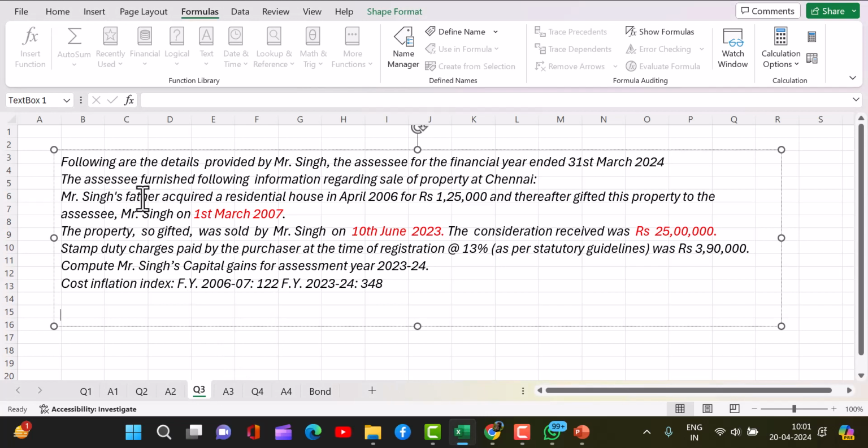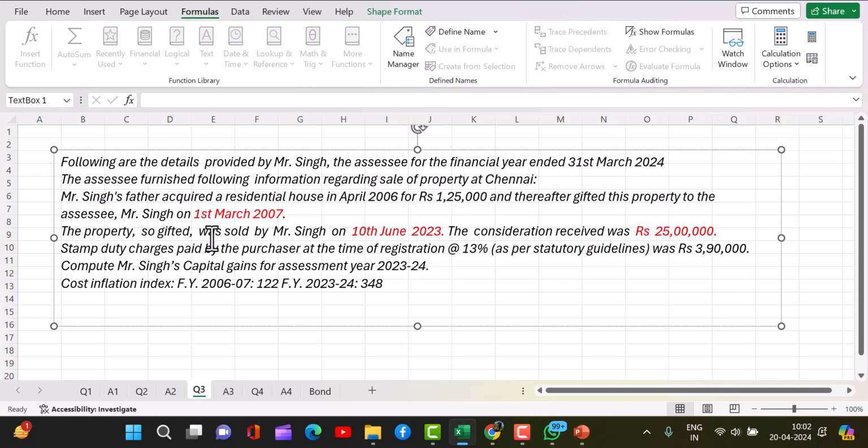So now, from the following details provided by Mr. Singh, the assessee for the financial year, the assessee furnished the following information regarding the sale of property at Chennai. Mr. Singh's father acquired a residential property in April 2006 for 1,25,000 and thereafter gifted this property to the assessee Mr. Singh on 1st April 2007. So that means in the same financial year, this property was bought by Mr. Singh's father and given to his son.